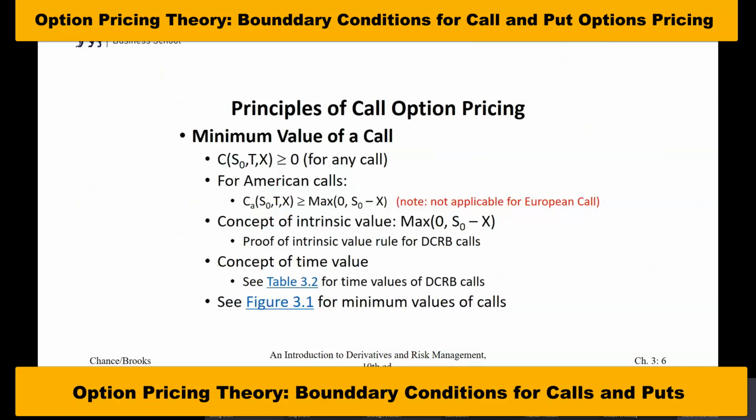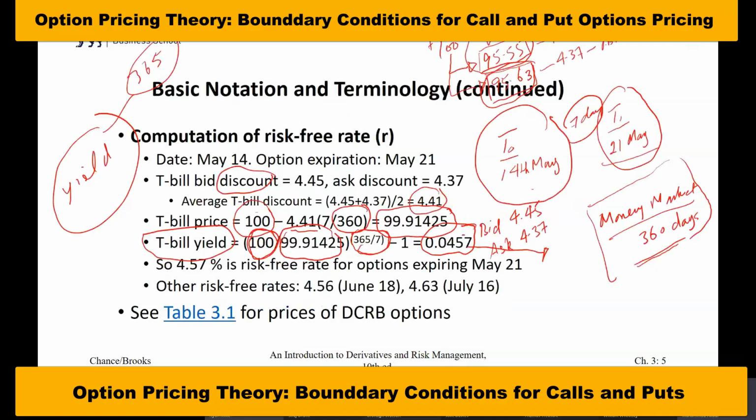I just had a question. Why in the first one is it 7/360, and then the second one is the 365/7?